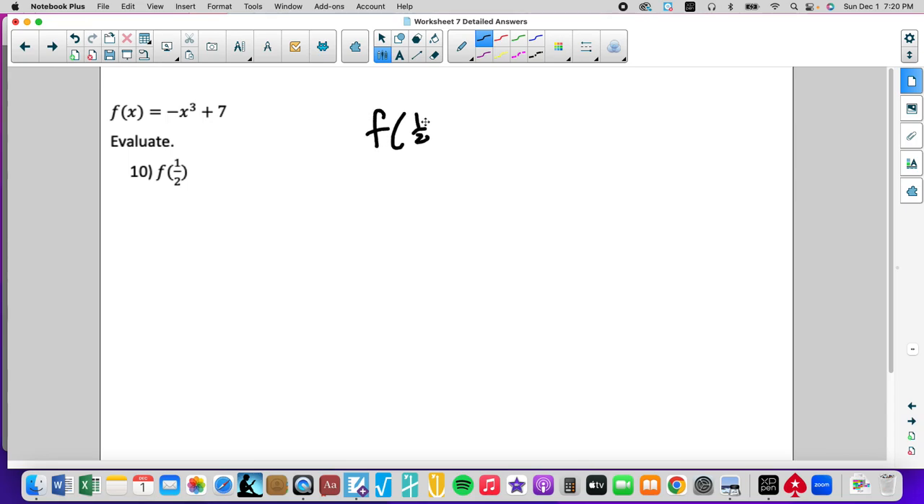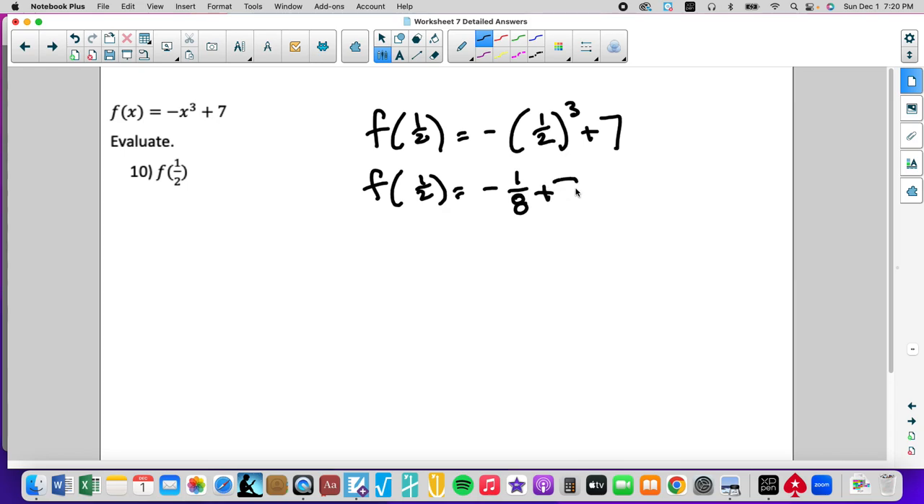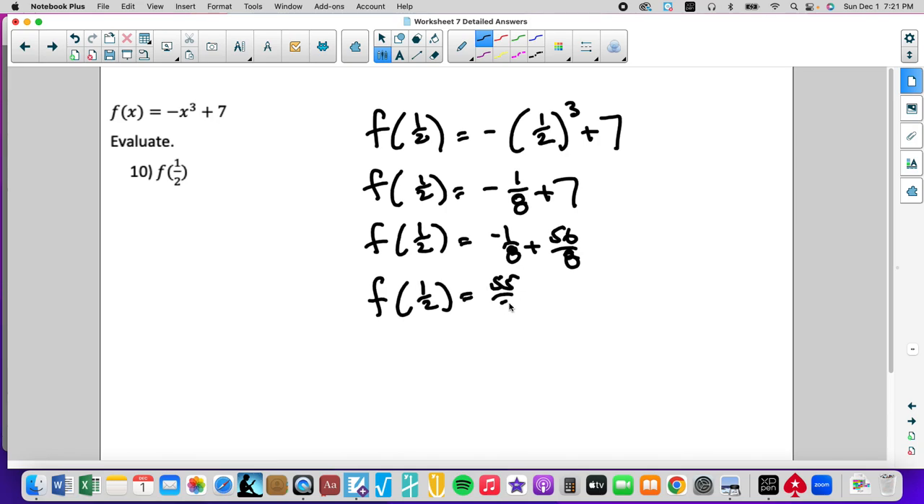F of 1/2 equals the opposite of 1/2 cubed plus 7. Now 1/2 to the third is 1/2 times 1/2 times 1/2, or distributing, that's 1 cubed over 2 cubed, which is 1/8. So negative 1/8 plus 7, and 7 would be 56/8, so F of 1/2 equals 55/8, which is equal to 6 7/8, but we'll leave it like that.